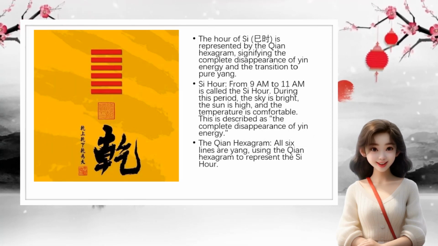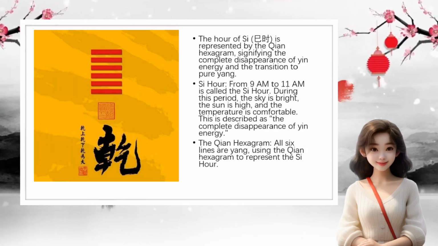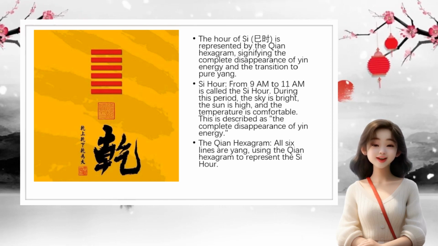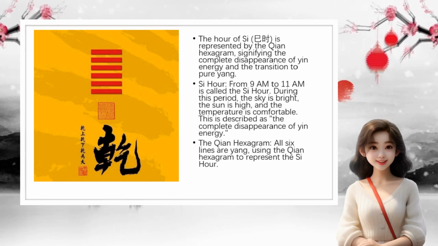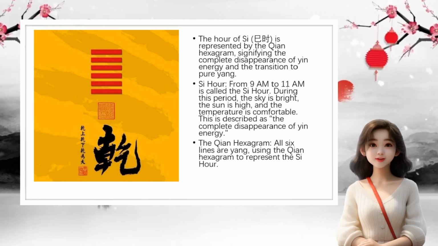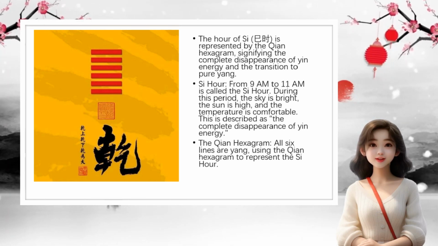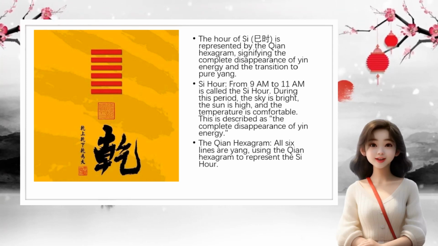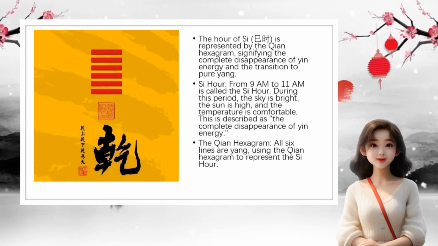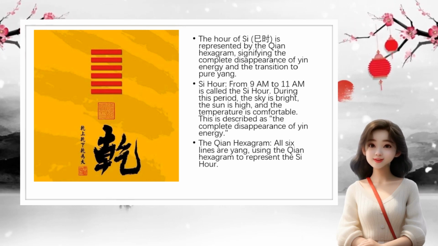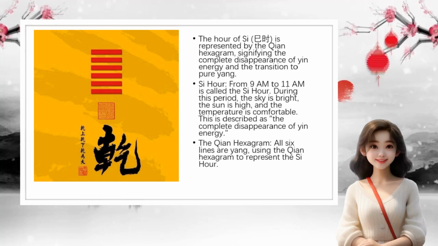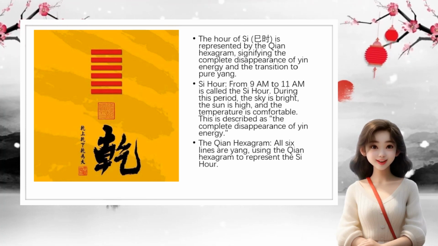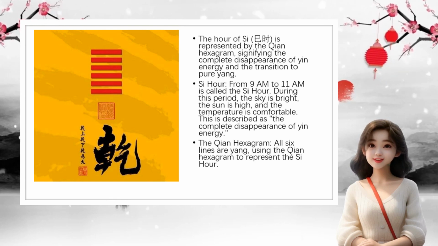The hour of Si is represented by the Qian hexagram, signifying the complete disappearance of yin energy and the transition to pure yang. Si hour, from 9 a.m. to 11 a.m., is called the Si hour. During this period, the sky is bright, the sun is high, and the temperature is comfortable. This is described as the complete disappearance of yin energy. The Qian hexagram. All 6 lines are yang, using the Qian hexagram to represent the Si hour.